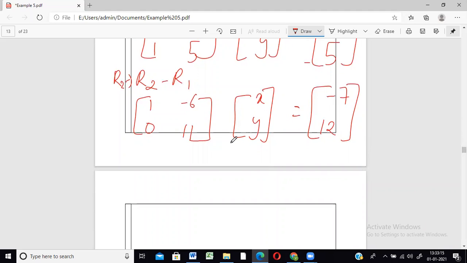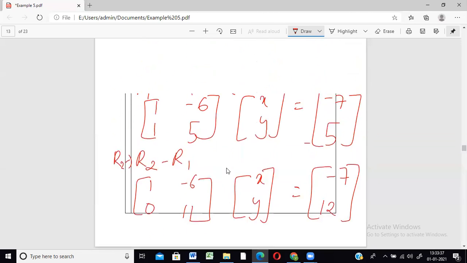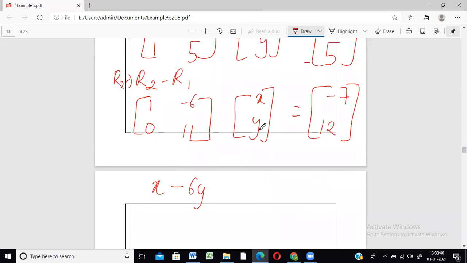Now we will write the equations like this. How do we always multiply this? This is order 2 and this is 2 cross 1. So we multiply it like normal numbers. Consider x and y as normal numbers. So 1 into x is x, plus minus 6 into y is minus 6y. This is equal to the first equation, which is minus 7. And the next one, 0 into x is 0, plus 11y, equal to 12.